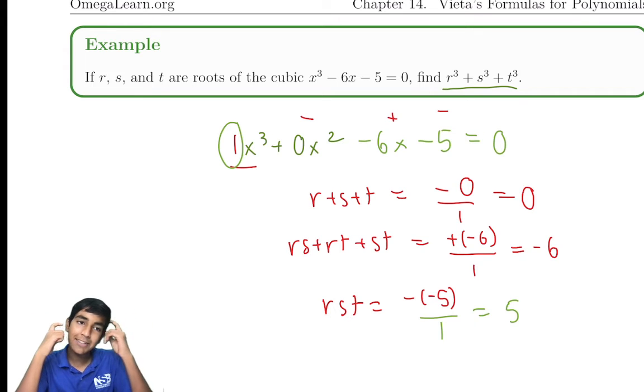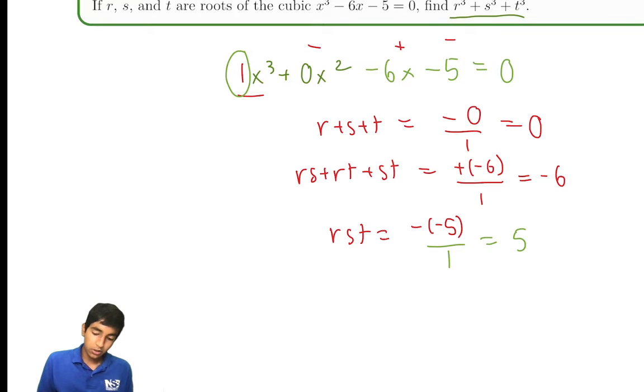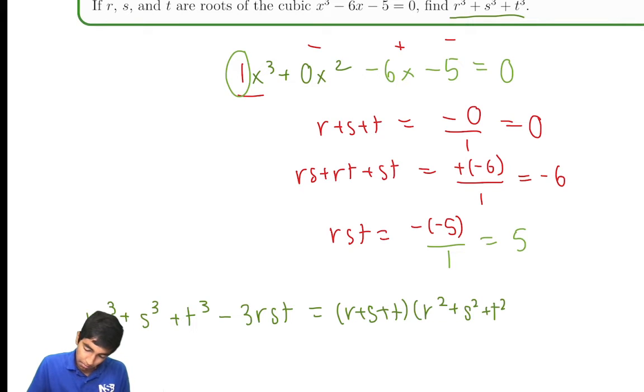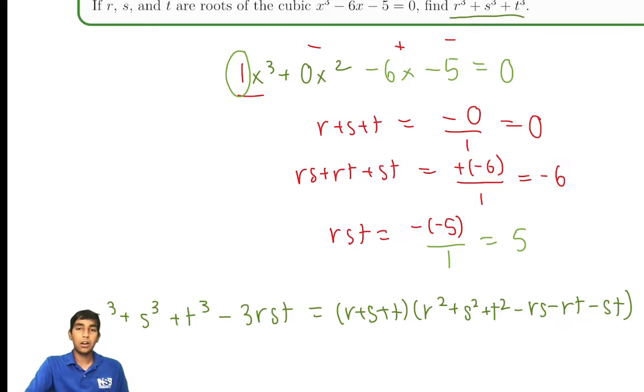Do we know any identities, maybe? Again, if you watched class 1, you should definitely watch part 1 of the algebra series, where you remember this identity: r cubed plus s cubed plus t cubed minus 3rst equals r plus s plus t times r squared plus s squared plus t squared minus rs minus rt minus st. I know this looks scary, but we don't even care about the second term.